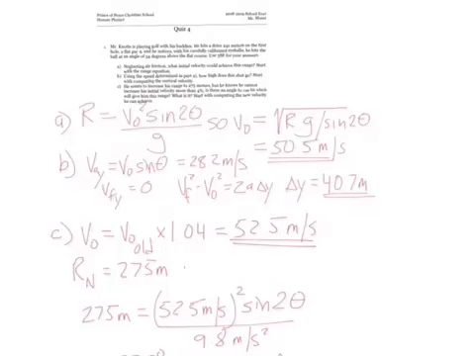Alright, here's the explanation for the quiz today. This is really much easier than it looks. On part A, we need to use the range equation to find the initial velocity.